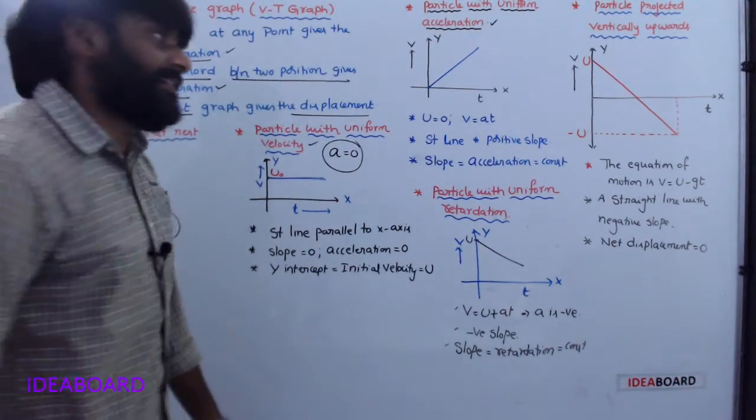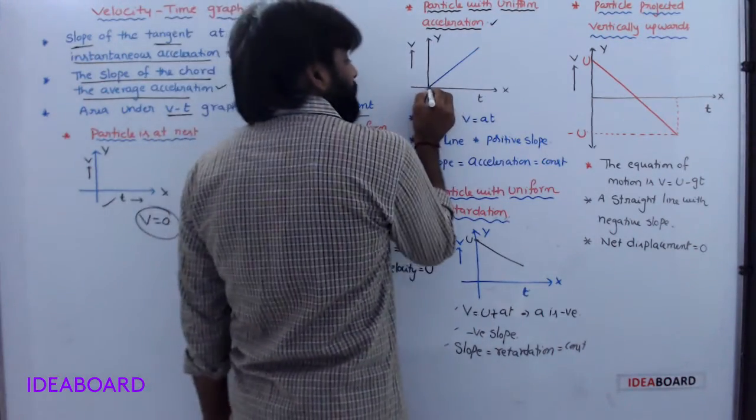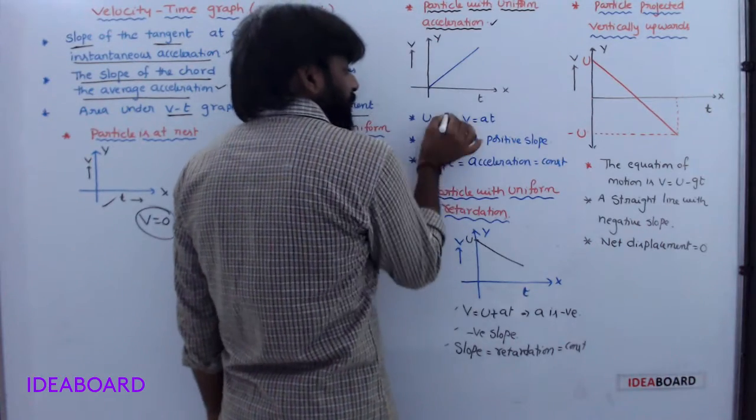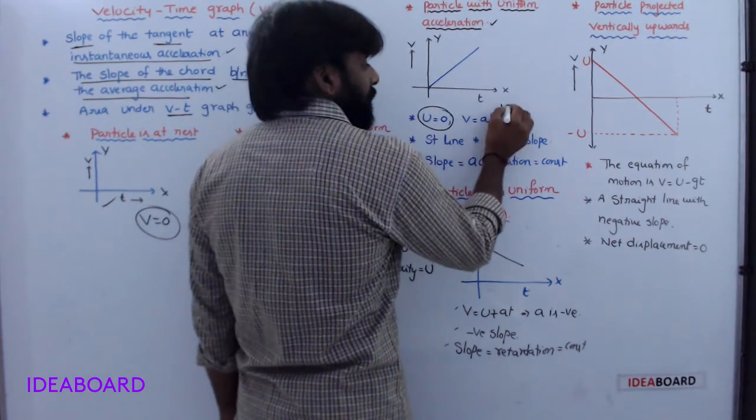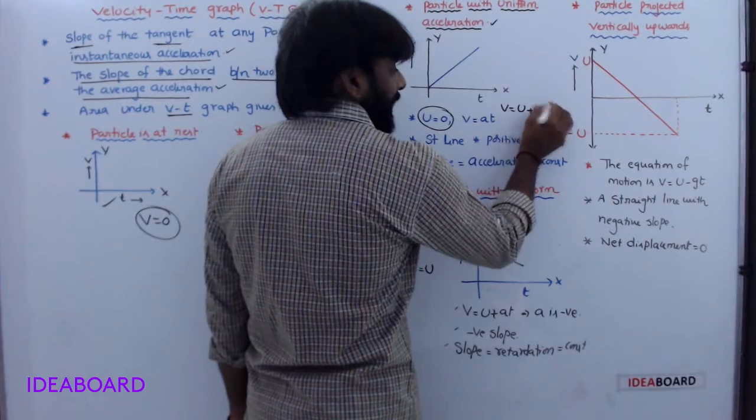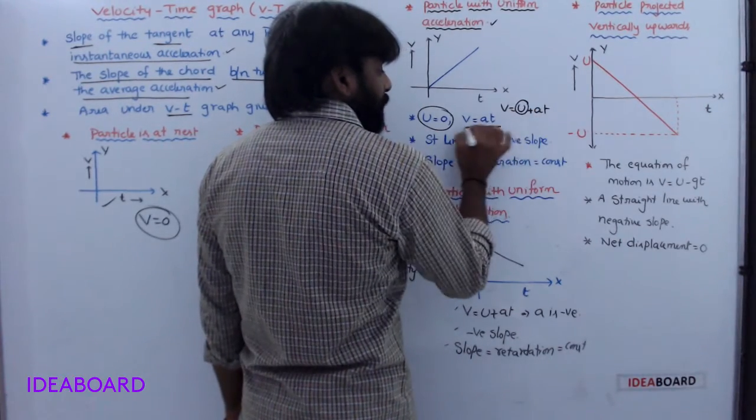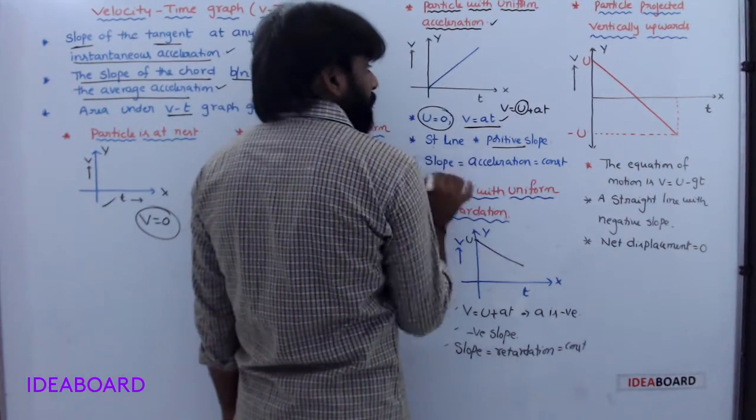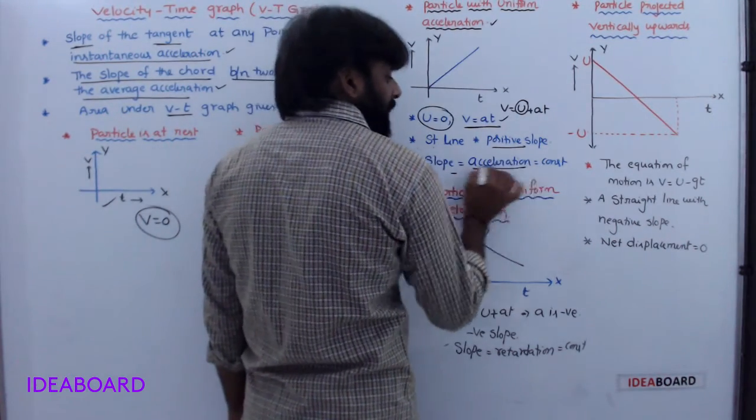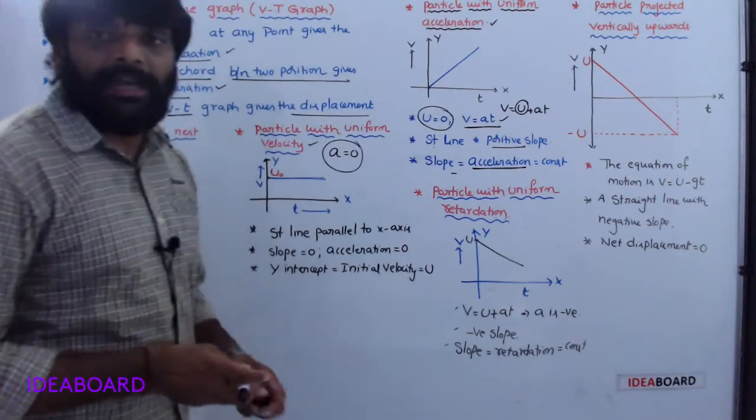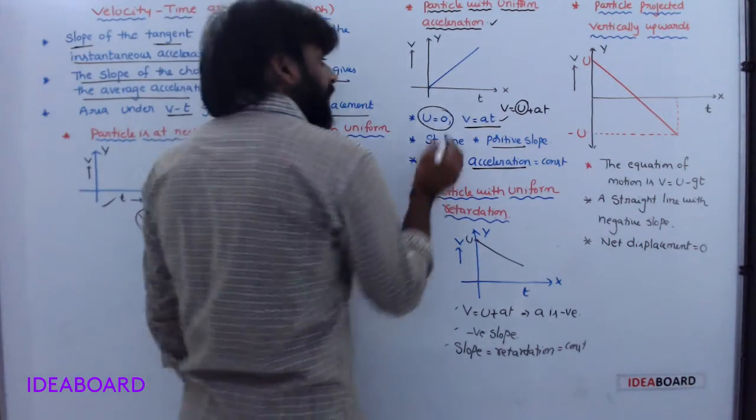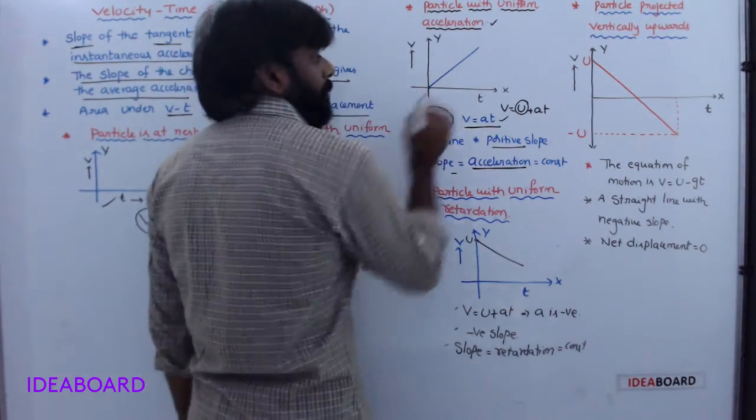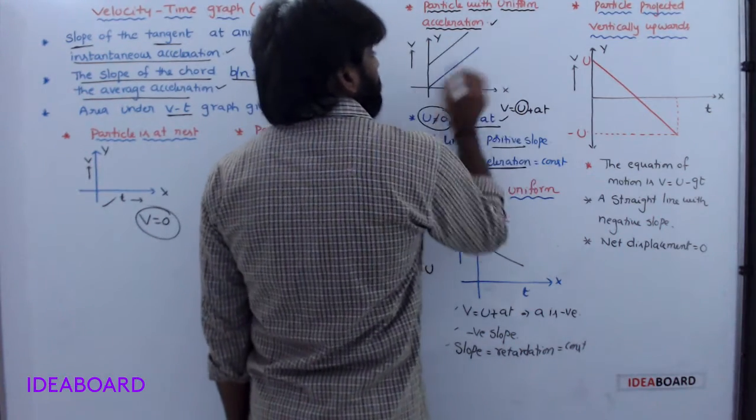Next, particle with uniform acceleration. What about initial velocity? Zero. Initial velocity zero means, you know the formula v equals u plus at, with u equal to 0 the remaining part is this one. Here it is a straight line with positive slope. The slope is constant, and slope gives the acceleration.